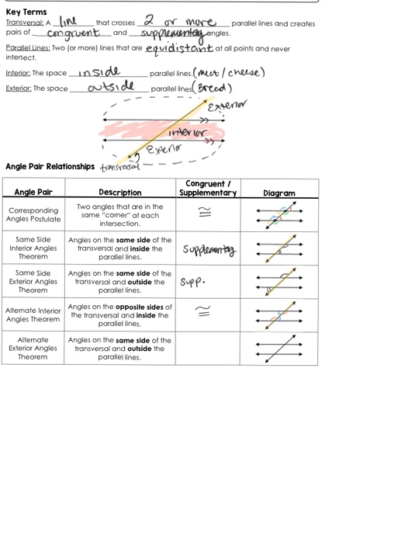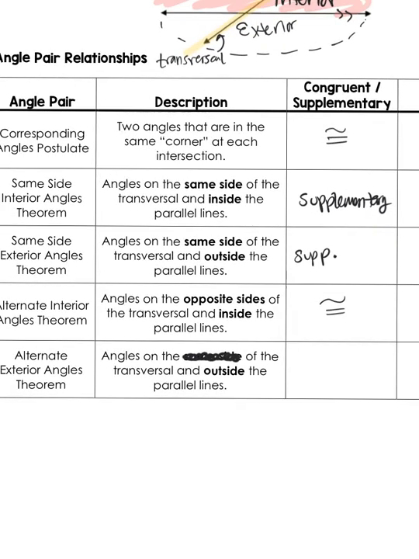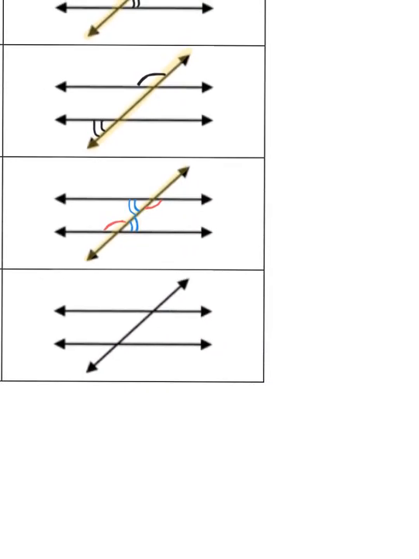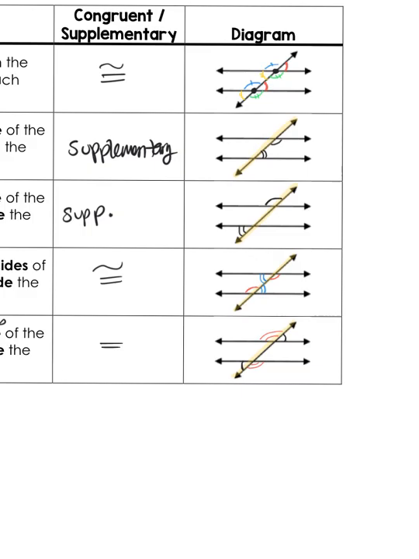Our last angle pair, there's a typo in here. Alternate exterior angles are not on the same side of the transversal. They're alternate angles, so these are on opposite sides of the transversal. But now we are outside the parallel lines. So I'm going to start by highlighting my transversal. So I need an exterior angle, and then I need an angle that's also exterior, but on the opposite side of our transversal. And there's another pair here. If I started with this angle, my alternate exterior angle would be this one right here. Alternate exterior angles are also congruent.